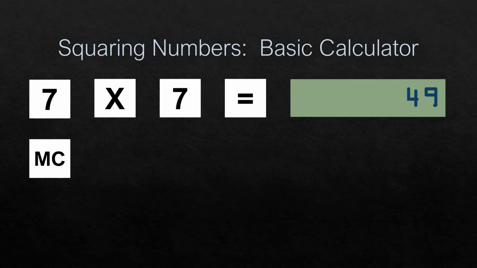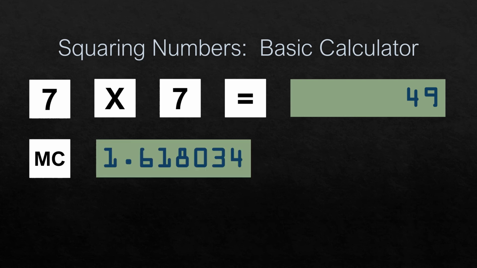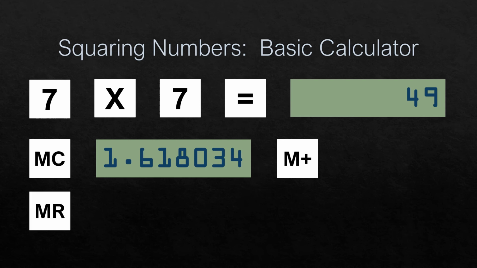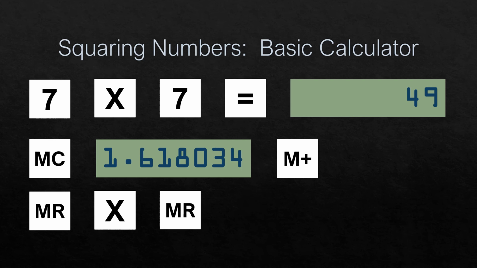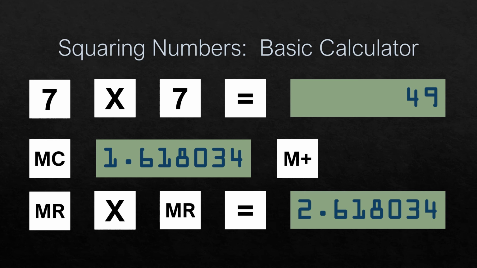First, clear the memory with memory clear so the running total is reset to 0. Then, type in the number once and add it to your memory with the memory plus button. Now it is saved in memory. To calculate the square of that number, press memory recall to get the number, times memory recall to get the number again, equals, and you should get your squared number.